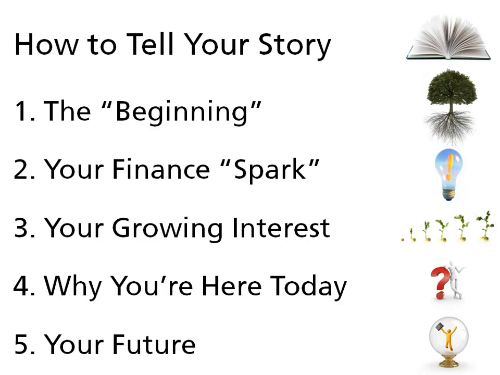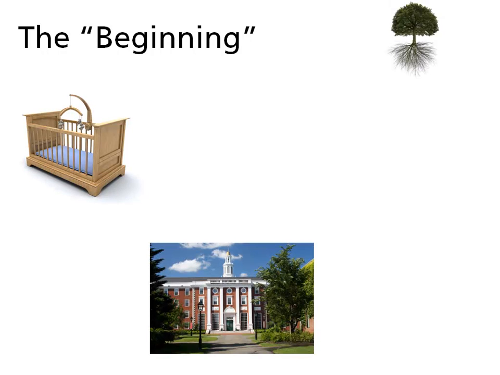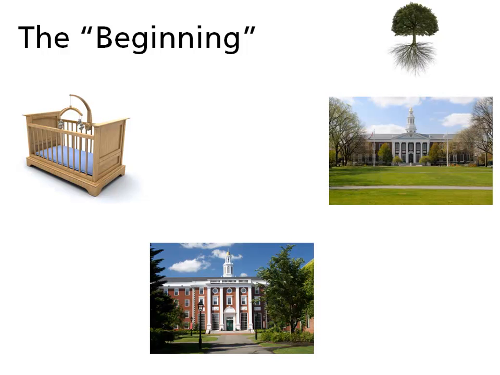So now that we have this outline, let's go through each of these steps in more detail. For the beginning, I think there are really 3 good places you can start your story. First is where you were born, where you were raised, where you grew up. This one's appropriate if you're at the undergraduate or perhaps recent graduate level. Second is where you went to college, university. This one's more appropriate if you're interviewing for MBA level positions or perhaps even beyond that. And then third is where you went to business school.